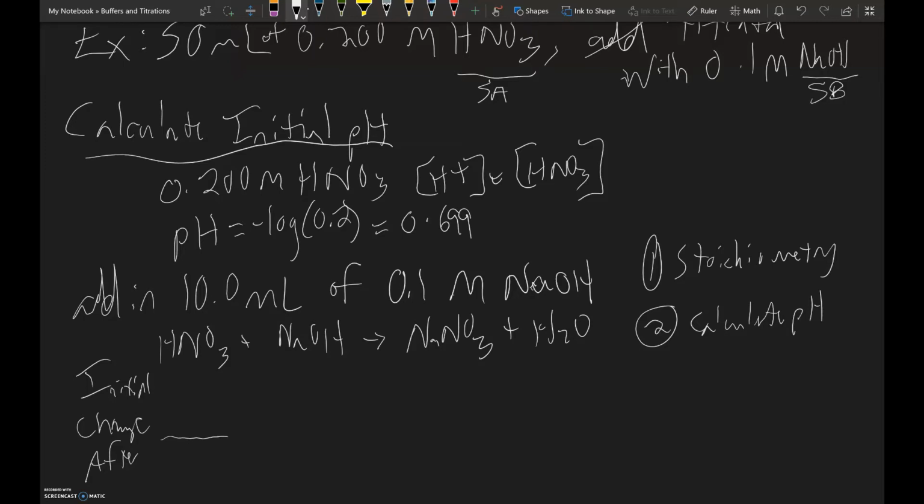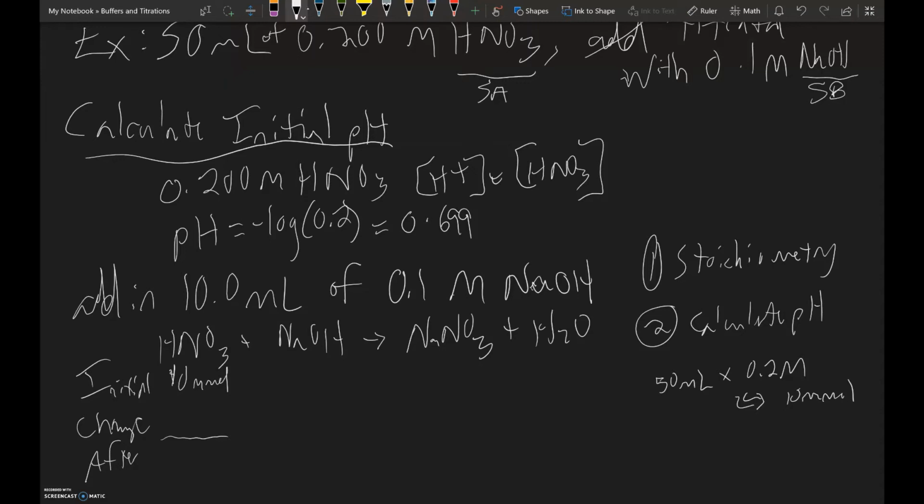So we have 50 mils of the nitric acid, and we're going to do 50 times 0.2. So we get 10 millimoles of HNO3. So just so you know, I take the 50 milliliters and I multiply it by 0.2 molar, and that's what gives me 10 millimoles. And we're going to do that for each case. So we did it for the nitric acid.